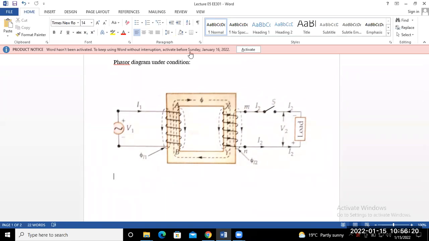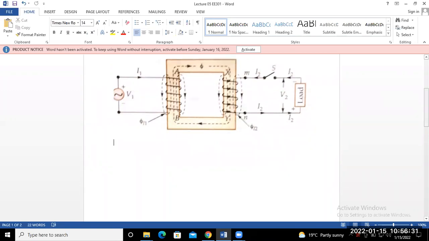Hello? Yes, sir. So we consider first the lagging power factor load. Okay. That means we consider the load has an RL component. That means the lagging power factor load is lagging between 0 to 90 degrees. That value depends on the resistance and reactance of the load. Okay.